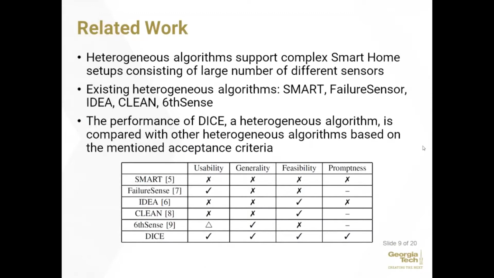The heterogeneous algorithms support complex smart home setups consisting of large numbers of different sensors. The existing systems, or algorithms, I should say, that DICE is comparing itself against are called SMART, Failure Sensor, IDEA, Clean, and Sixth Sense. The performance of DICE, the heterogeneous algorithm, is compared with other heterogeneous algorithms based on the mentioned acceptance criteria. And as you can see, most of these existing systems just don't meet all of the criteria. That's what makes DICE so great: it has a large potential for being used in industry because it meets all the necessary criteria.